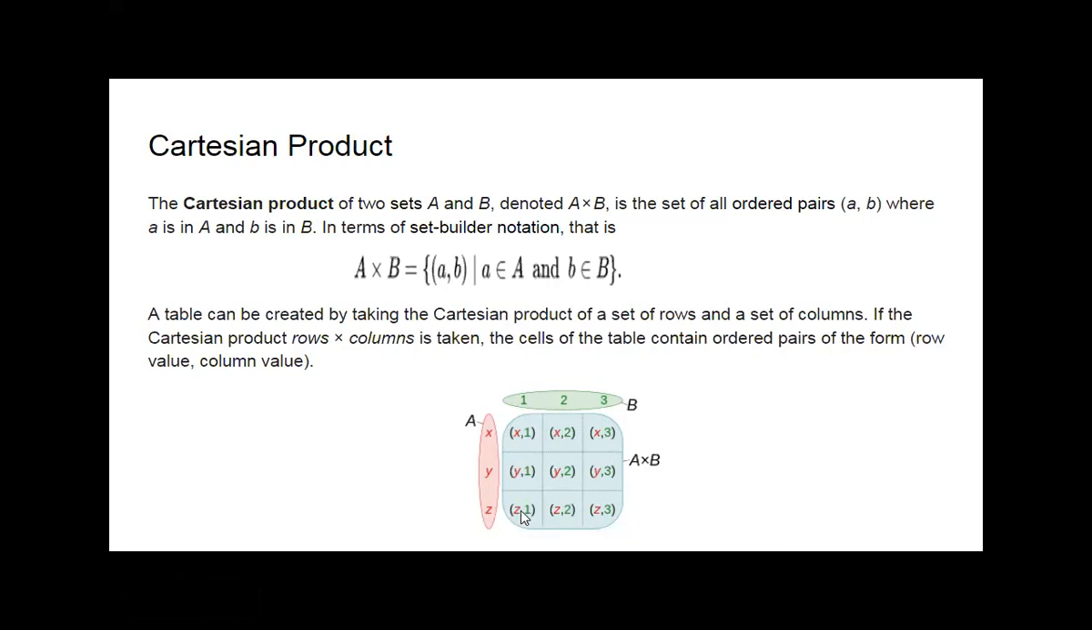For that, the first tuple will be Z and 1. Z is the row, 1 is the column. Then Z2: Z is the row, 2 is the column. And in the last cell, we can see Z is the row, 3 is the column. All of you get it? How we are going to define the Cartesian product of 2 sets?